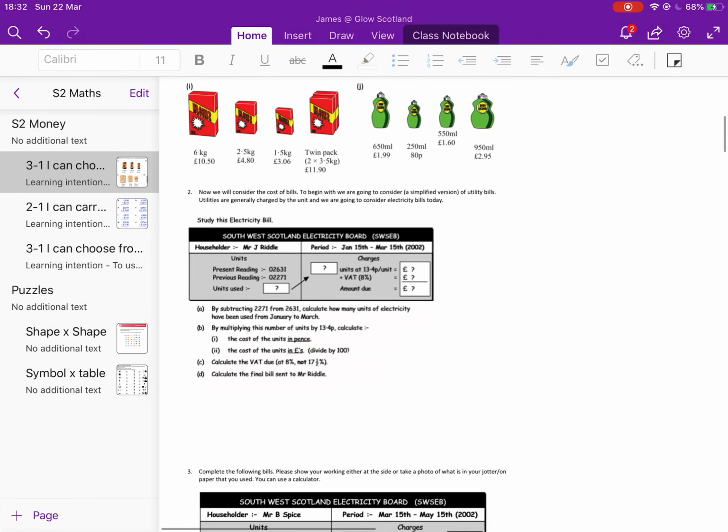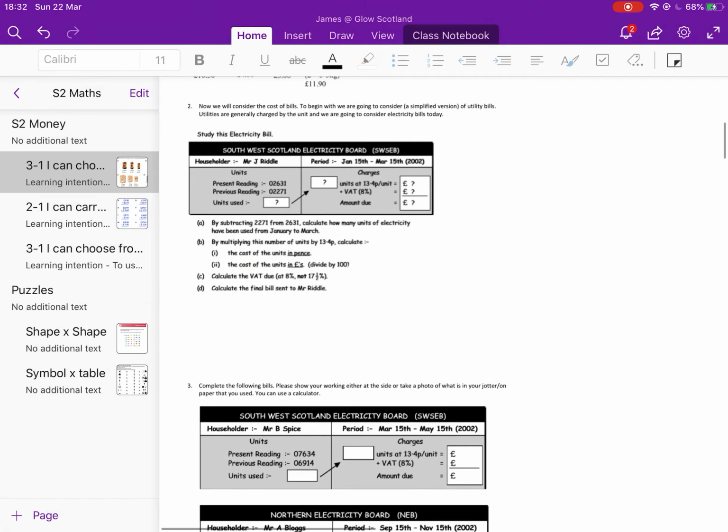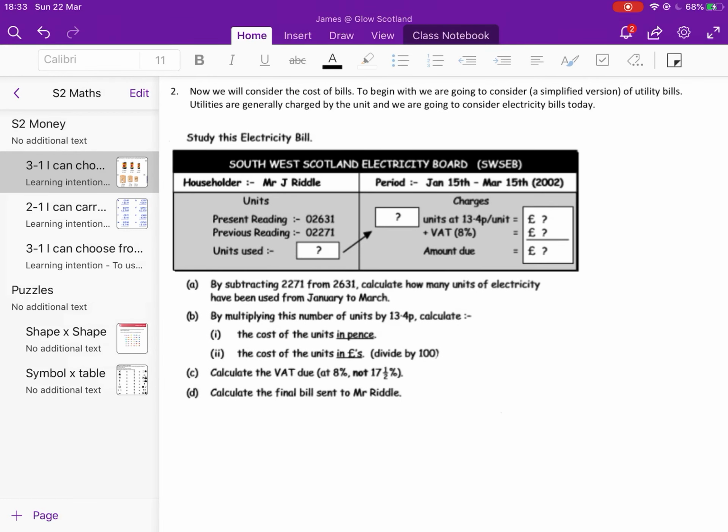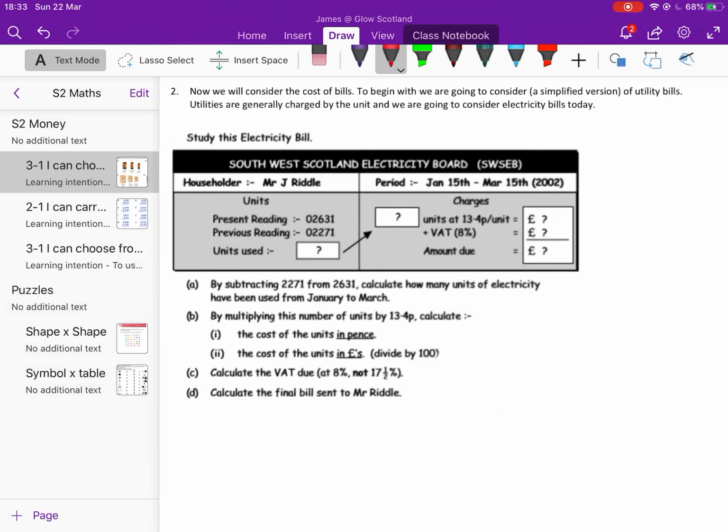Question 2, we're looking at a utility bill. This is a simplified version of an electricity bill. It's got the standard information you'll find on any bill. So it's got the name, the date that it's for, the company that issued it, and the units. This is the amount of units which were used by Mr.